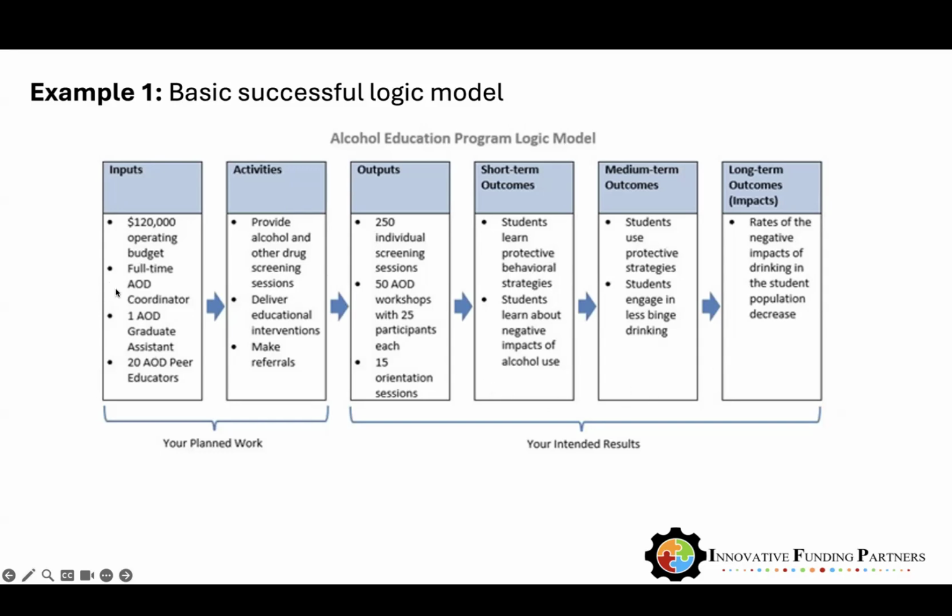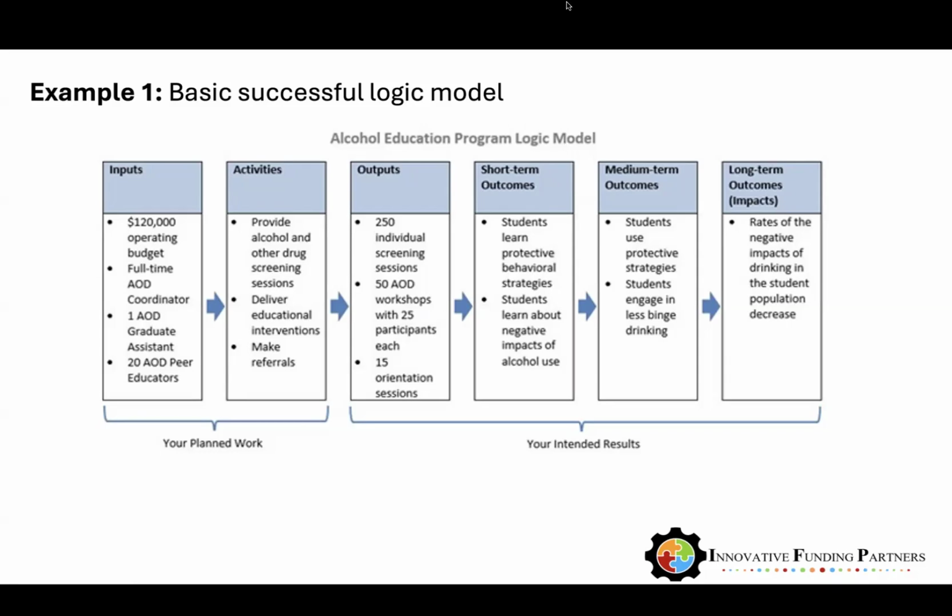So just to show you very quickly, the inputs here are their budget, it's staff, and then staff people, okay, who are actually going to be doing these three activities. And like I mentioned earlier, what's an output? Well, it's this specific measurable outcome from an activity. So that would be, for this, provide alcohol and other drug screening sessions. What's the output then? 250 screening sessions. Now, your outcomes, like I mentioned earlier, though, are changes in knowledge, beliefs, attitudes, behaviors.